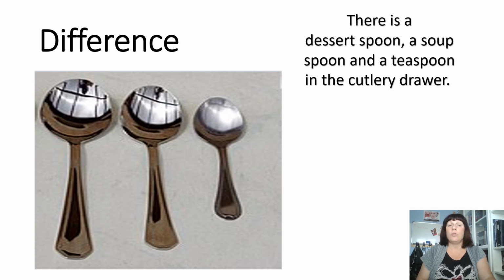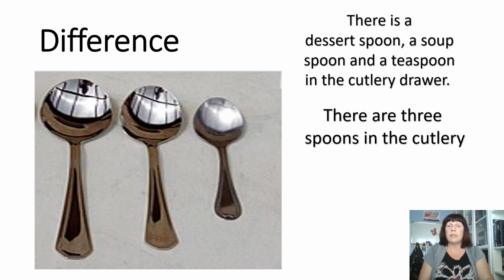So you could talk about those three items separately because they're different types of spoon. And then you're saying there is. Or you could say there are 3 spoons in the cutlery drawer. So when you're talking about more than one object, person or thing, you're going to use the word are. There are 3 spoons.